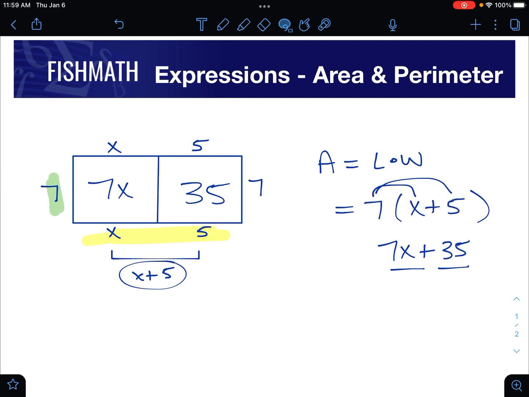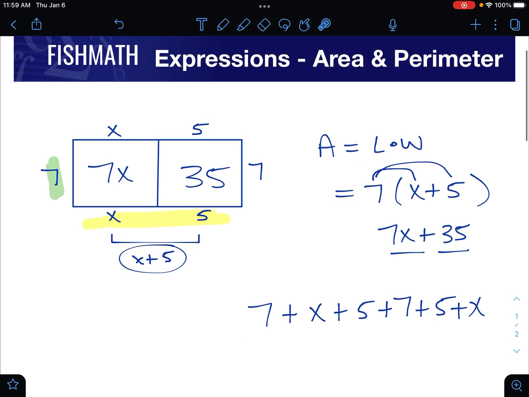Let's now look at the perimeter. The perimeter means to add up all the sides. So for the perimeter here, we're going to add up all the sides on the outside. We're not going to use this side length here because that's not the perimeter. That's not making the outside frame of this shape. So our perimeter is going to be 7 plus x plus 5 plus 7 plus 5 plus x. That's adding up all these sides around the outside.